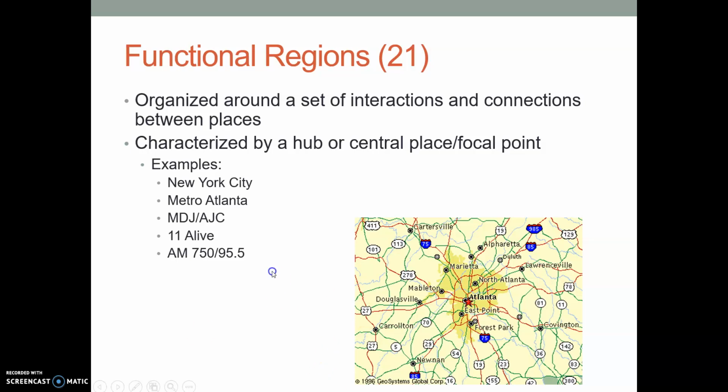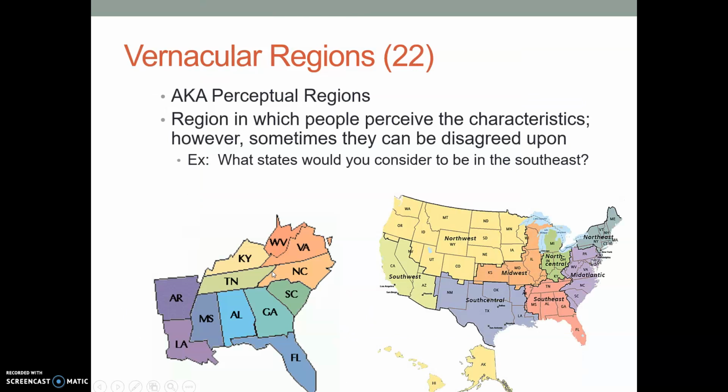The last type of region is what is called a perceptual region. This says vernacular. Y'all can just remember perceptual, no big deal. But the root term of perceptual is your perception of an area. It's a region in which people perceive the characteristics, although sometimes they can be disagreed upon. In other words, it's your perception of an area.